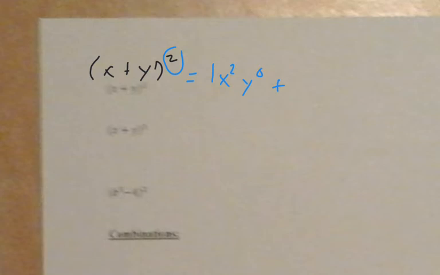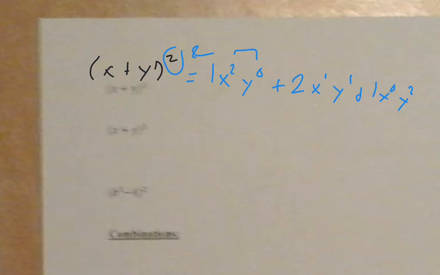2. Remember, our coefficient is 2 in Pascal's triangle. X to the first, y to the first. Your exponents will always add to the power we have. So you see 2 plus 0 is 2, 1 plus 1 is 2, and then our last coefficient is 1, x to the 0, y squared.